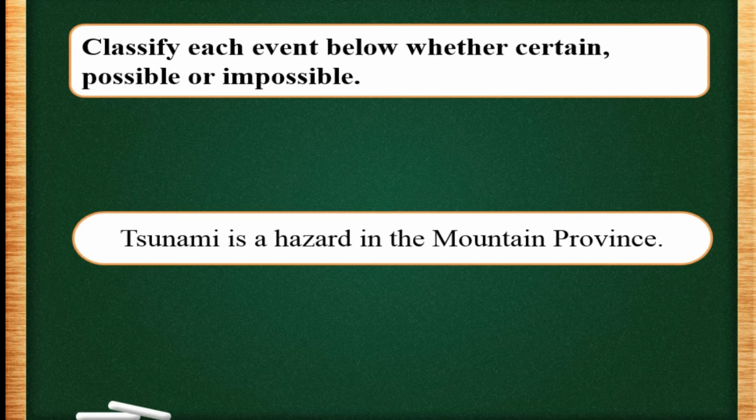Tsunami is a hazard in the Mountain Province. Is this a certain event, possible or impossible? Tsunami is a hazard in the Mountain Province is an impossible event because the Mountain Province is a landlocked area. In other words, we are not surrounded by water bodies.